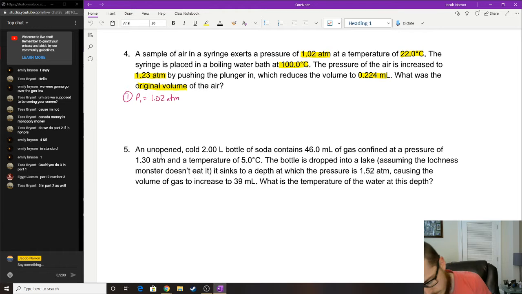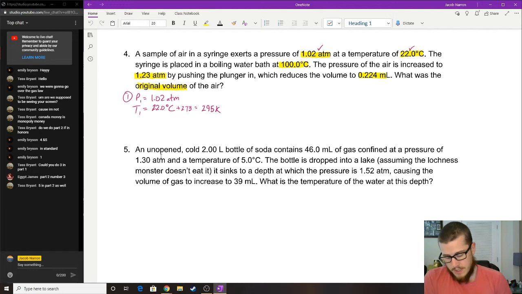At a temperature, so here's T1 of 22.0 degrees Celsius. Is that useful? Heck no, because we need it in Kelvin. Not a huge issue. I'm going to add 273. I don't know why I'm using a calculator. I knew that was 295. This is 295 Kelvin. So I got that number taken care of.